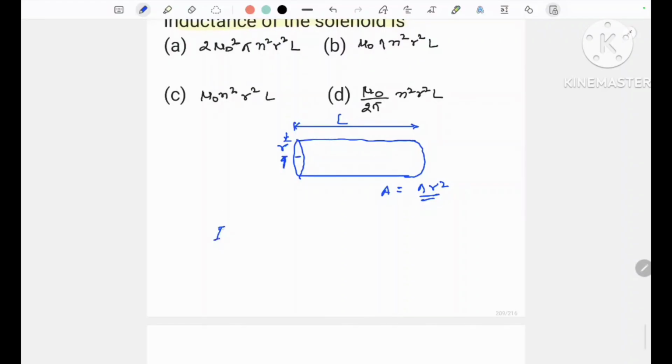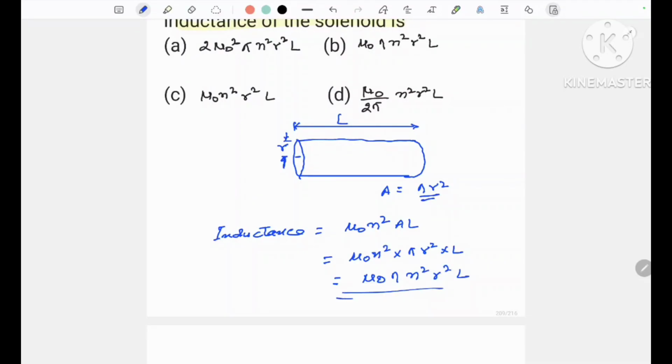Inductance will be mu naught N square A into L और mu naught N square A की वैल्यू pi R square into L, और mu naught pi N square R square L. This B is correct option.